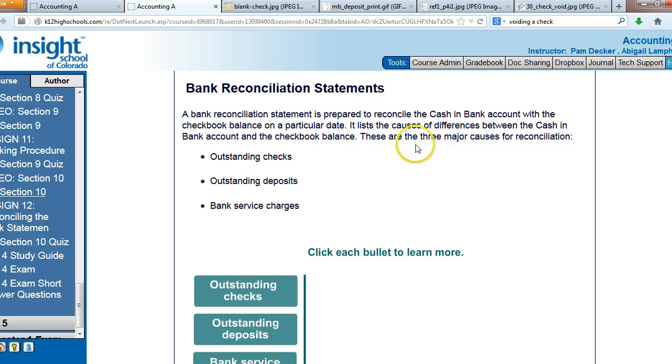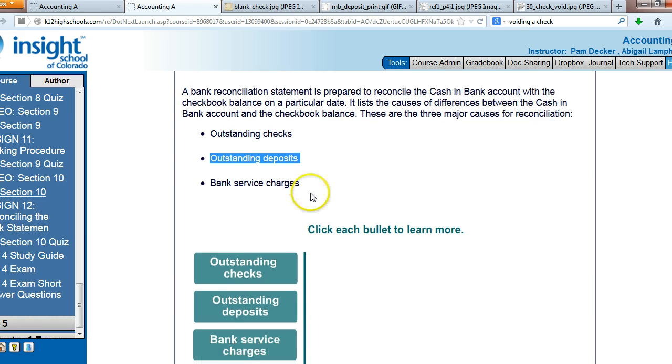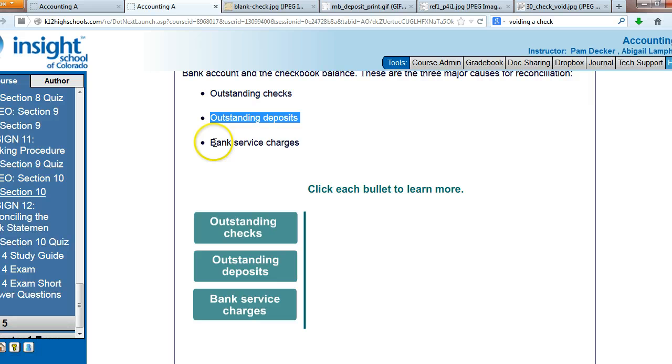So there are three major causes for reconciliation. These are the things we're going to look for. We're going to look for any outstanding checks, meaning checks that we've written that haven't been cashed yet. Any outstanding deposits, so any deposits we've made that maybe haven't been recorded by the bank yet. And any bank service charges.